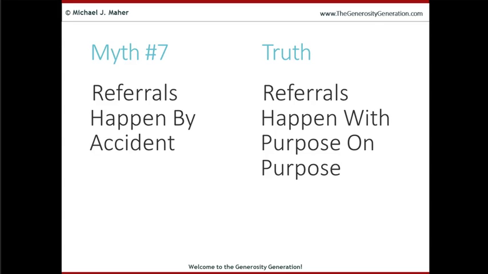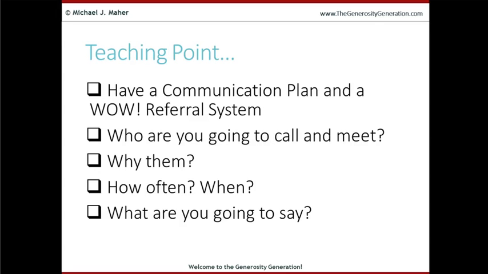When you have a purposeful, intentional plan, guess what happens? You get referrals. So here's the teaching point. You need to have a communication plan. You need to communicate with your ambassadors and champions differently than you communicate with just those that are friends and family. That's the truth. And you need a WOW referral system, a contract to close system that encourages and embraces referrals.